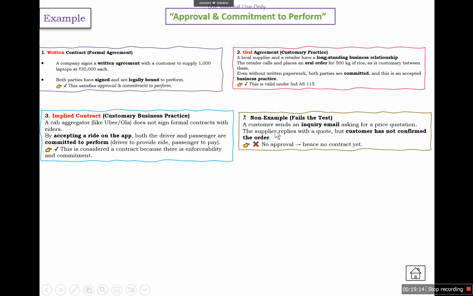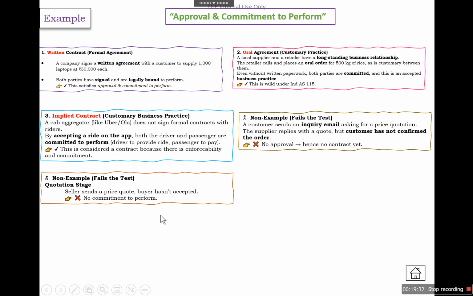Now a customer sends an inquiry mail asking for a price quotation and the supplier replies with the quotation, but the customer has not confirmed the order. So in this case, there is no commitment. There is a lack of approval. So there is no contract, and Ind AS 115 will not be applicable.